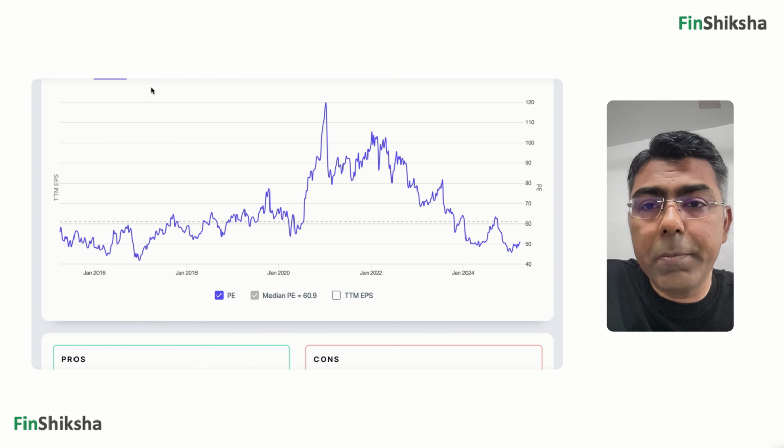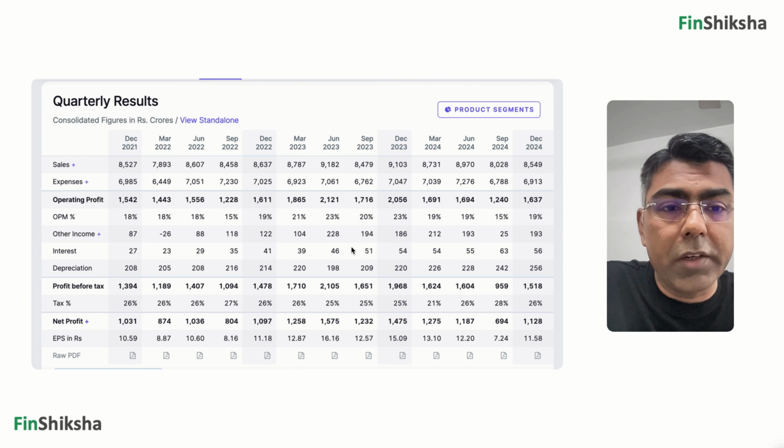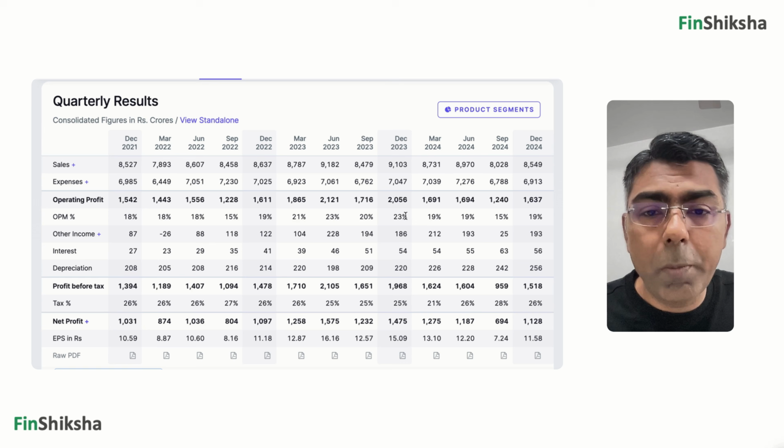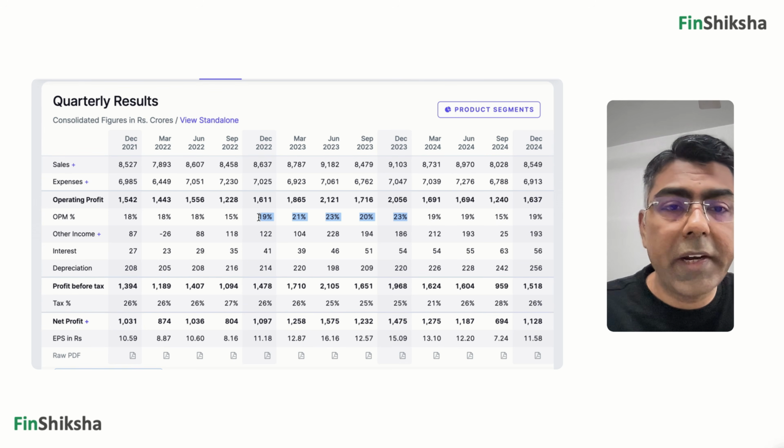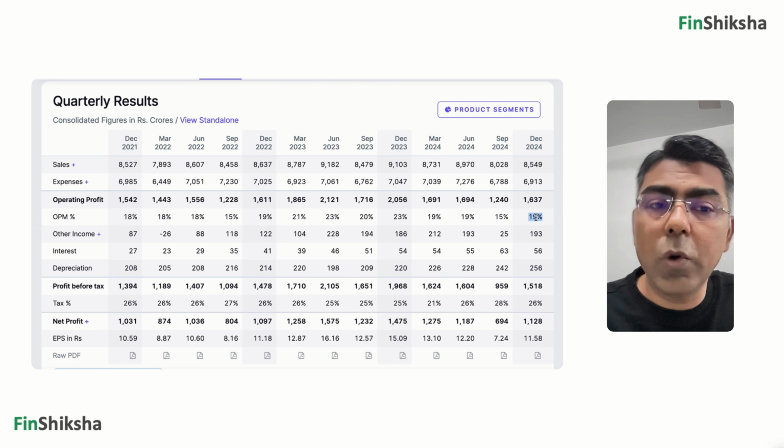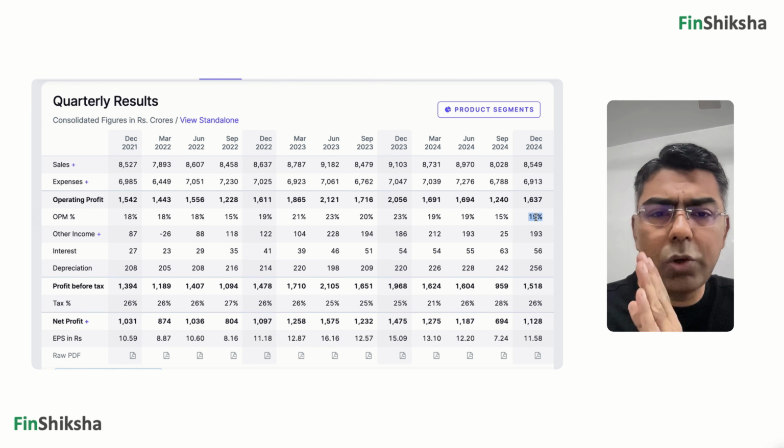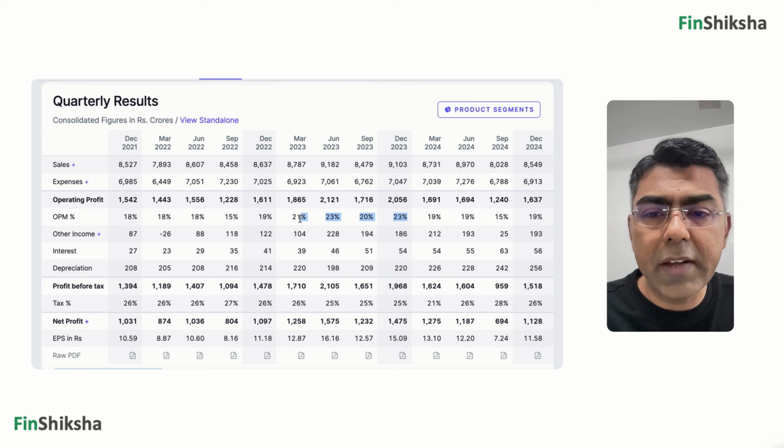If we go to Asian Paints and its financial numbers in the quarters, you will note that the operating margins, which used to be in the range of 20% earlier, in one of the quarters fell to 15. December quarter was also 19. So slightly on the lower side as compared to what it was in the last year, right?